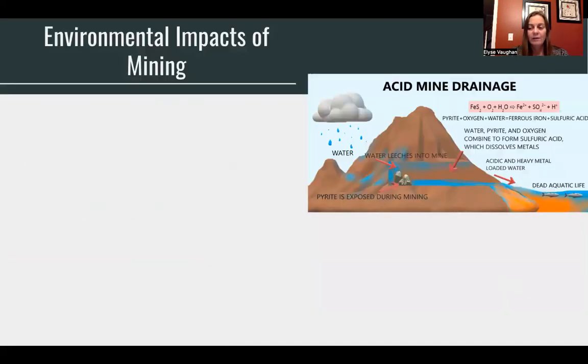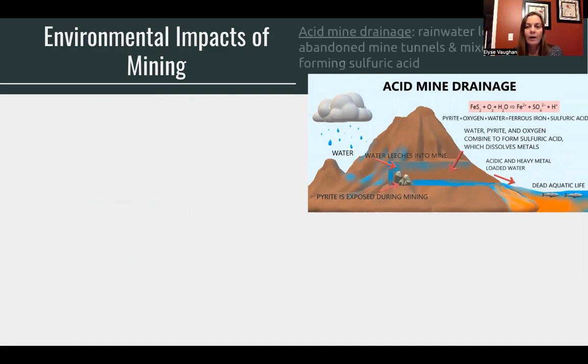Okay, so what are the impacts? The first one is what we call acid mine drainage. Rainwater can seep into these abandoned mine tunnels, and it mixes with this substance called pyrite, which is a mineral that's exposed in the process of mining. And when pyrite mixes with water, it forms sulfuric acid.